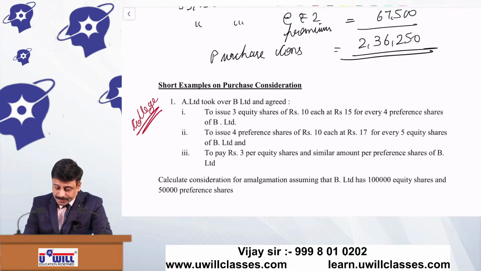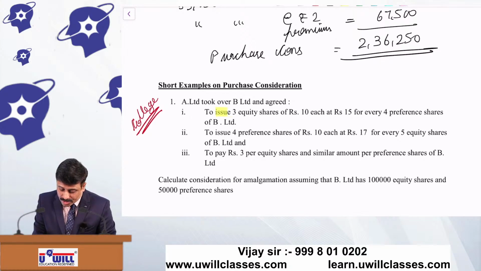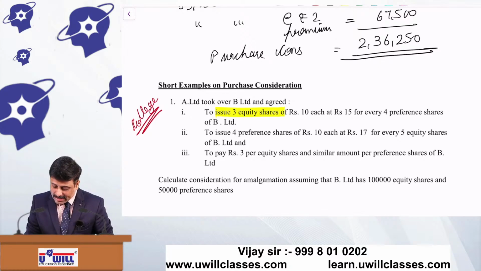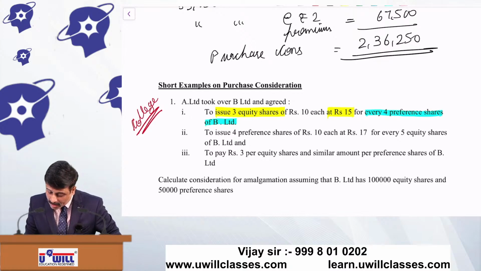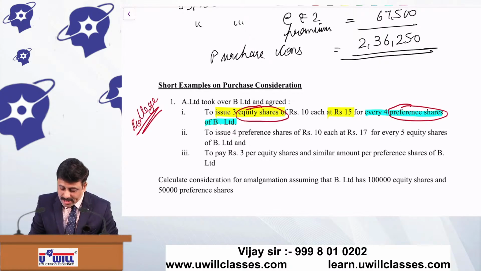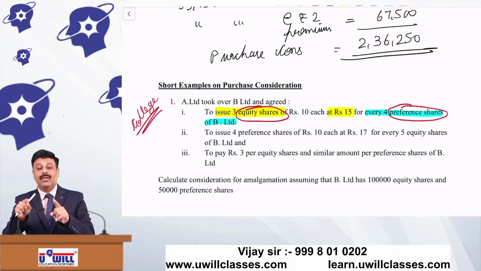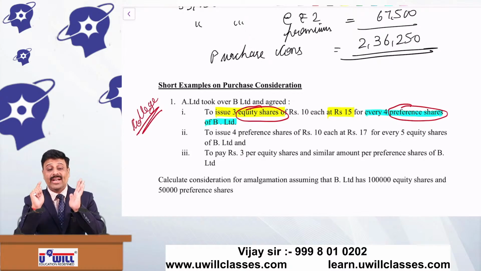Look at the question. A Limited took over B Limited and agreed to issue 3 equity shares of rupees 10 each at rupees 15 for every 4 preference shares of B Limited. Now, this is important to be noted. You will be giving to preference shareholders in the new company, but what you will be giving them is equity shares.